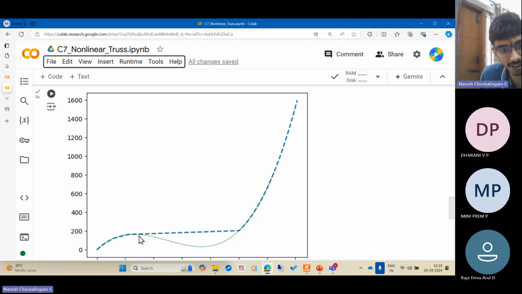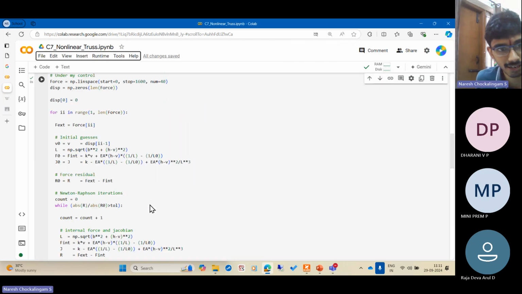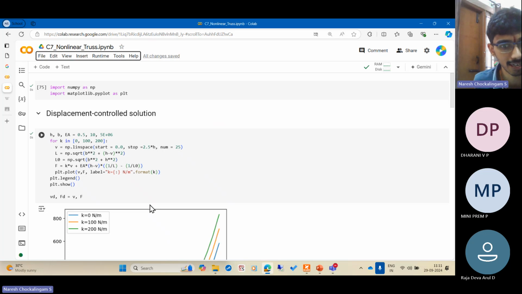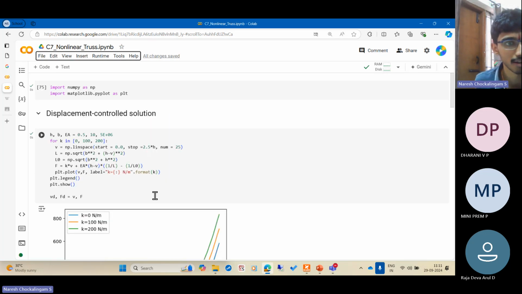So at this point, it cannot sustain any further increase in the force. Therefore, the structure undergoes a snap-through instability. So yeah, that's the idea. This is a demonstration of snap-through instability. This is under a large deformation, and you're able to capture it very well.